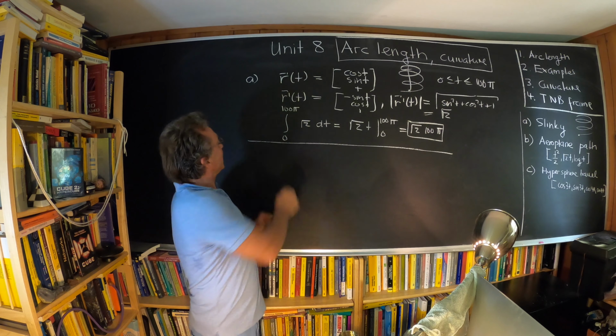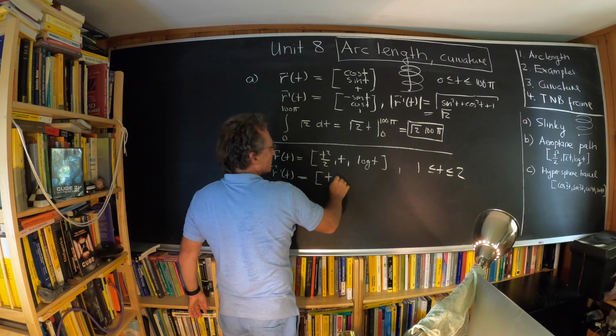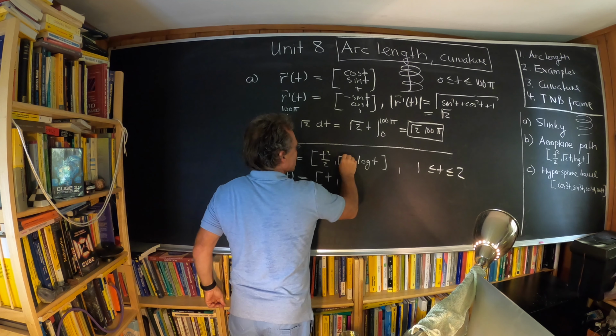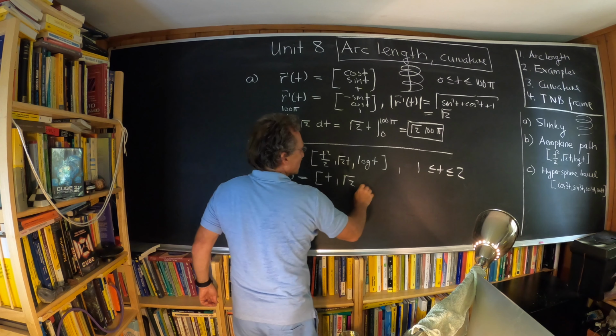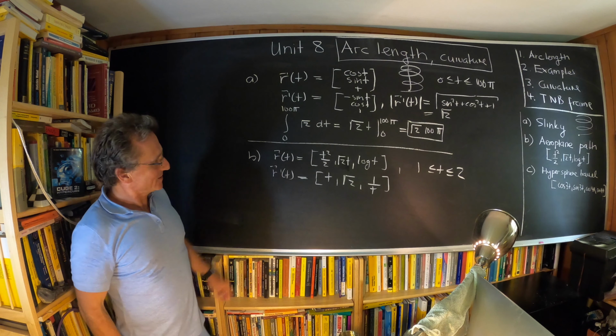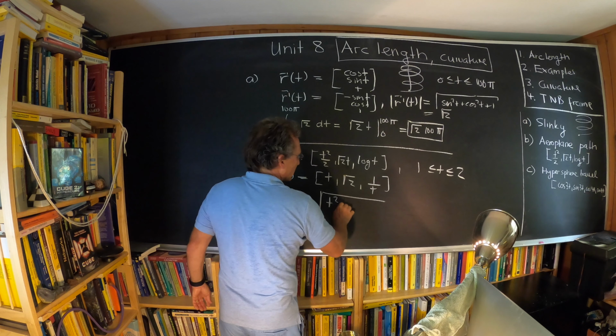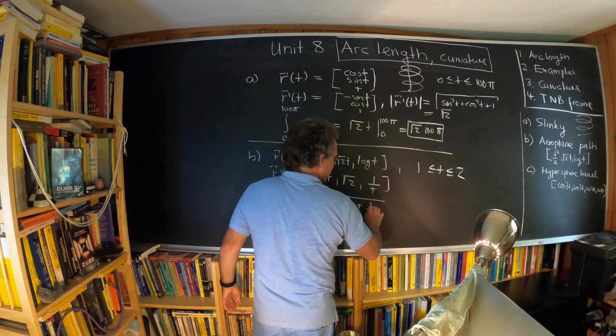So the curve is the following. I have it written down here. r of t is equal to t squared over 2, square root of 2 t, and log t, where log is the natural log. And let's just say t goes from 1 to 2, so 1 smaller than t smaller than 2. So we take r prime t, which is t, and the derivative of square root of 2 t is just square root of 2, and the derivative of the log is 1 over t. So then we have the length of r prime of t, that's the square root of t squared plus 2 plus 1 over t squared.